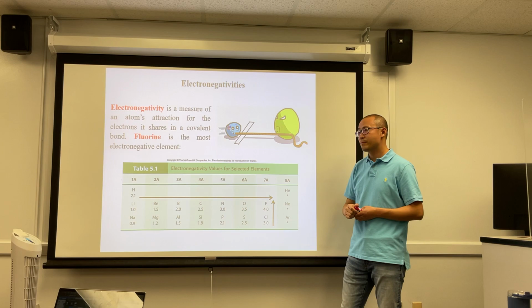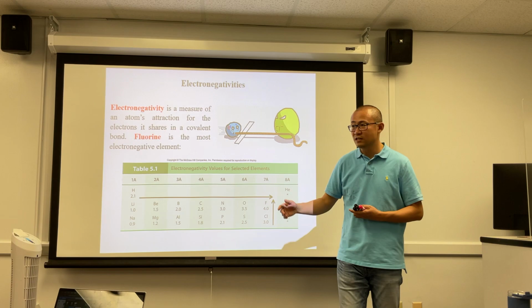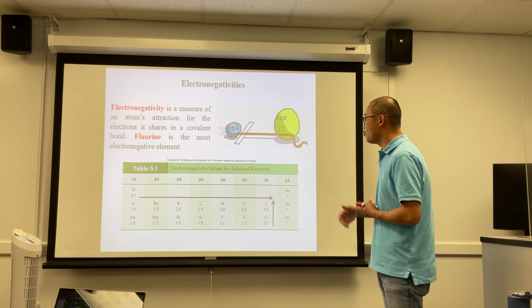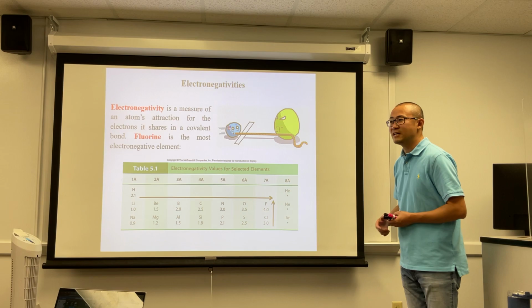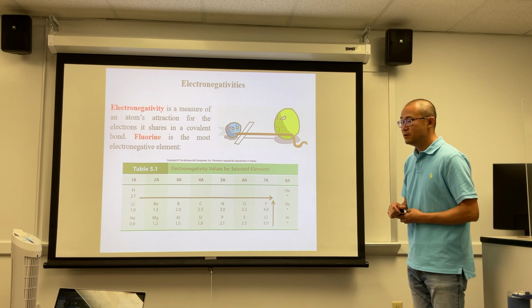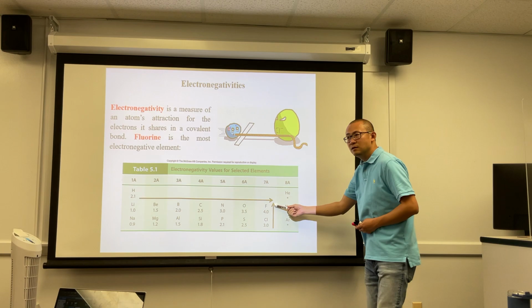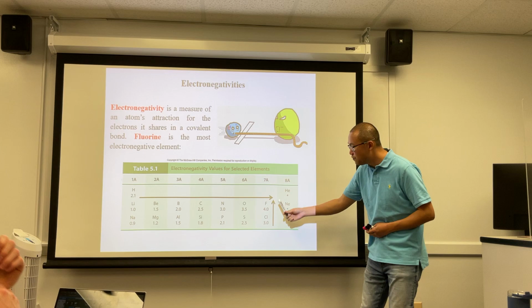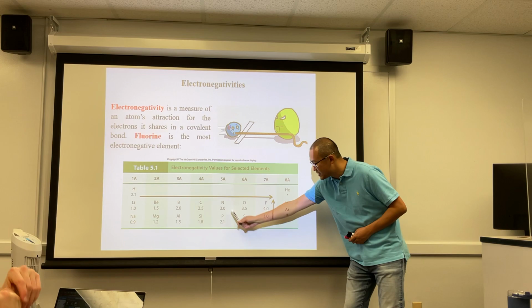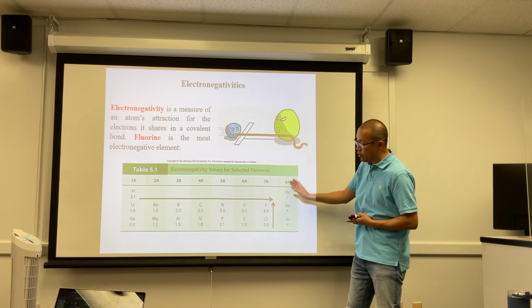Yes. Now, this chart lists some of the main group or representative group elements, the A group elements, and you can take a look at their electronegativity number below their element symbol. You can find a very nice trend. When you move across a period, the electronegativity is increasing. Do you guys see that? When you move down a column, the electronegativity is decreasing. This corner, don't worry about the noble gases. Noble gases don't attract electrons because they're satisfied.